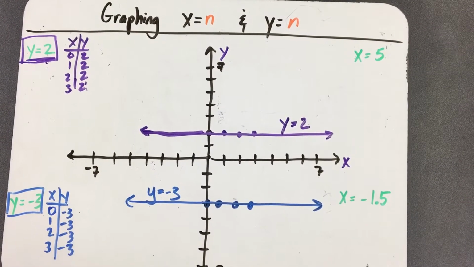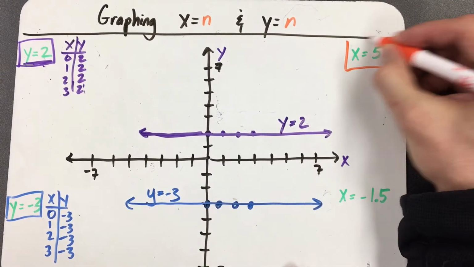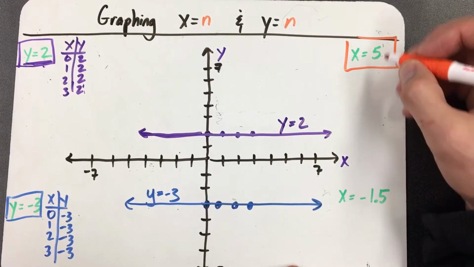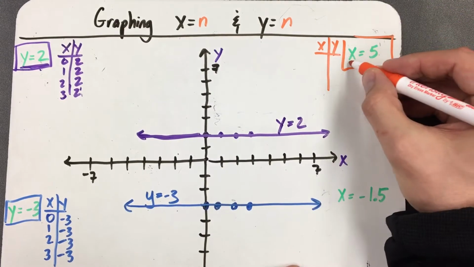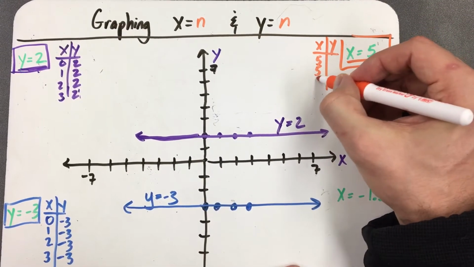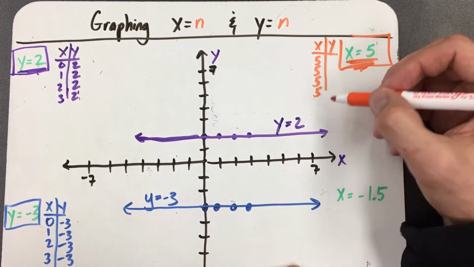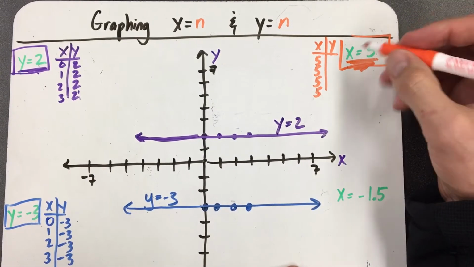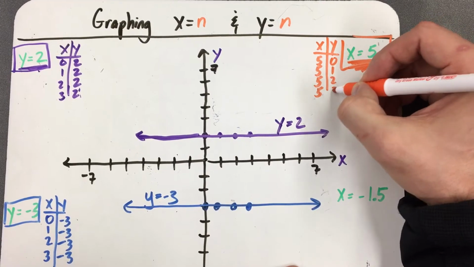Now let's switch it up. I'll do one in orange here. What about when it says x equals 5? Okay, so if I'm doing my little x and y table, it says x equals 5. So for the x's, I have to put 5 because that's what the problem says, x equals 5. For the y's, I can pick whatever numbers I want. Usually we pick whatever we want for the x's, but on this, I'm just going to pick whatever I want for the y's. I'm going to pick 0, 1, 2, and 3 over here.